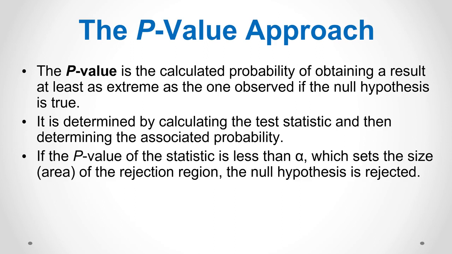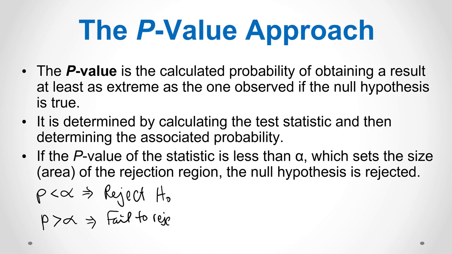If the p-value is less than alpha, which sets the size or area of the rejection region, then the null hypothesis is rejected. So if p is less than alpha, we reject the null. If p is greater than alpha, then we do not reject the null. So we fail to reject the null hypothesis.